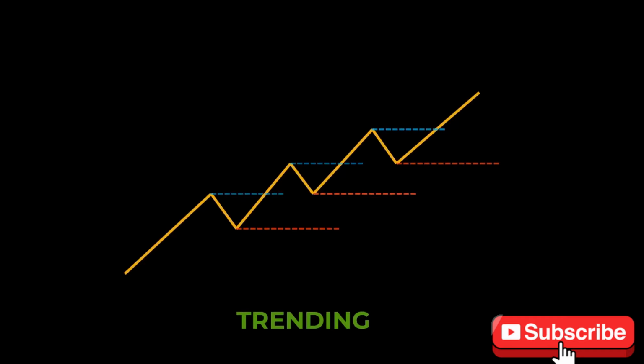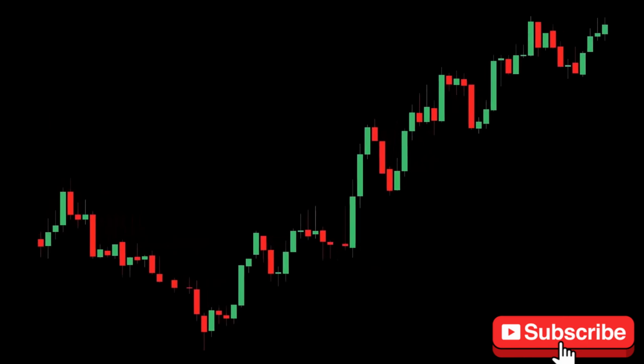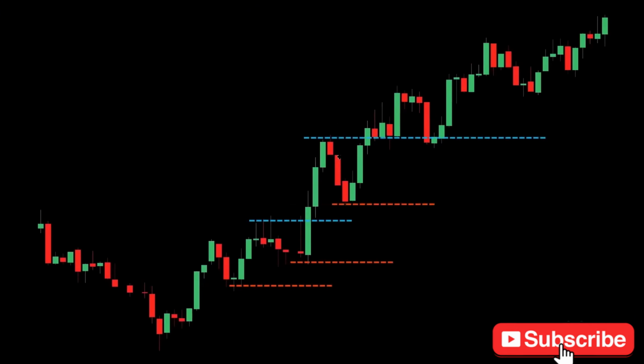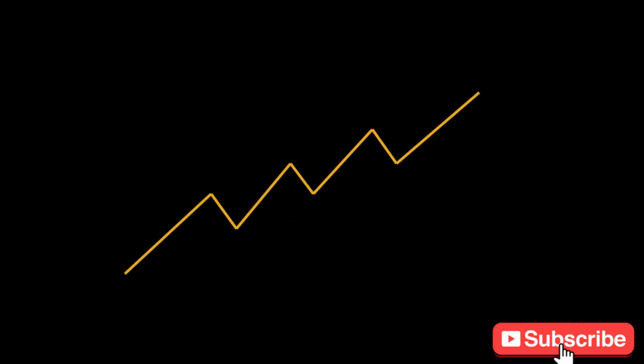And here's the key. During an uptrend, the market tends to break resistance levels and create new highs more often than it breaks support. Of course, price action isn't always clean. Markets can get messy. But even if you zoom into something as low as the 1 minute chart, you'll still see this pattern. Higher highs, higher lows, push after push.